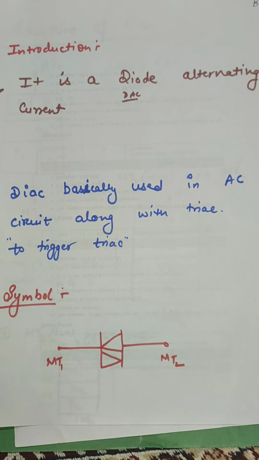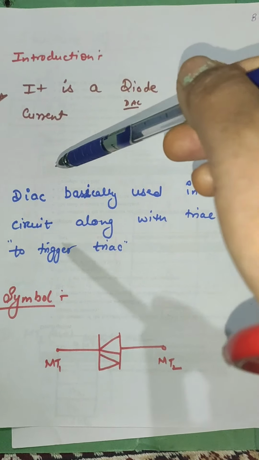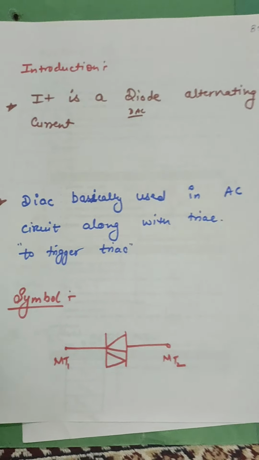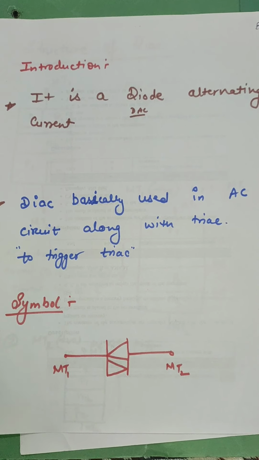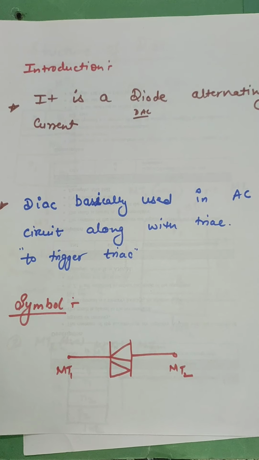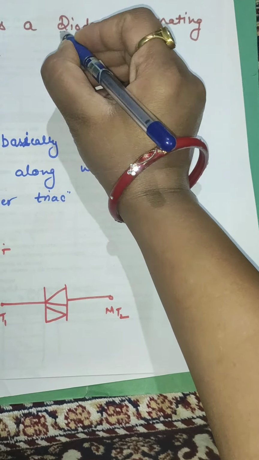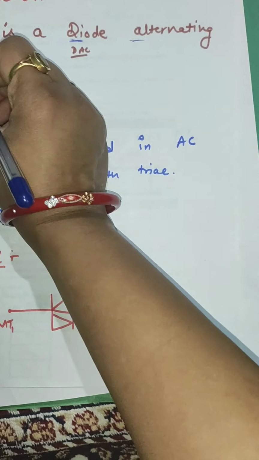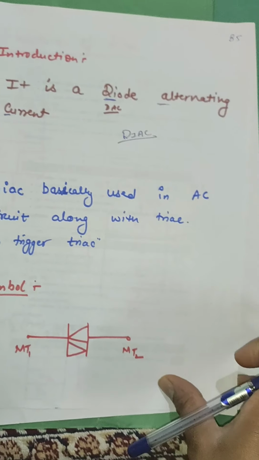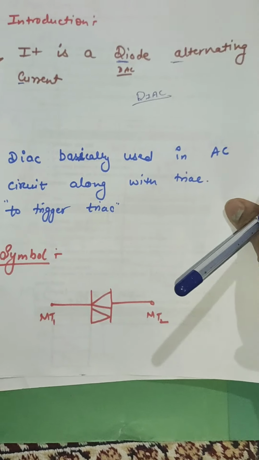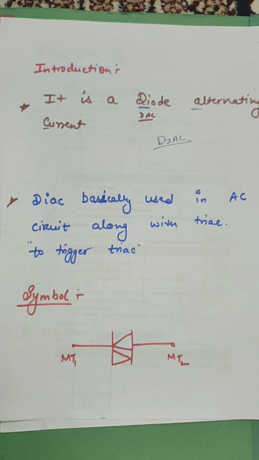So Diac is basically a diode for alternating current. We all know that a diode is used for DC only, but Diac is when a diode is used for an AC signal, an alternating signal. Then Diac, that is D-I-A-C. So, Diac is a diode for AC signal.